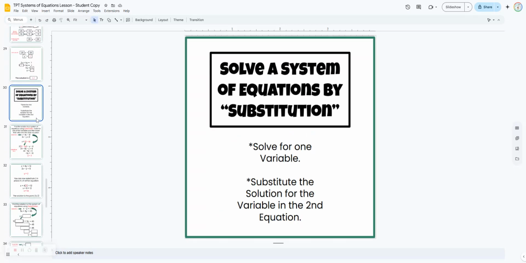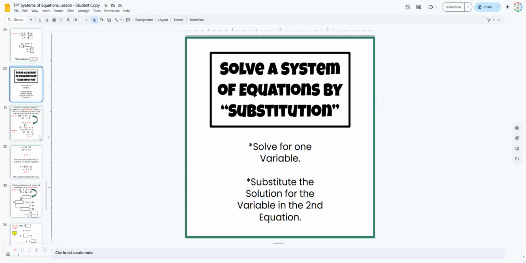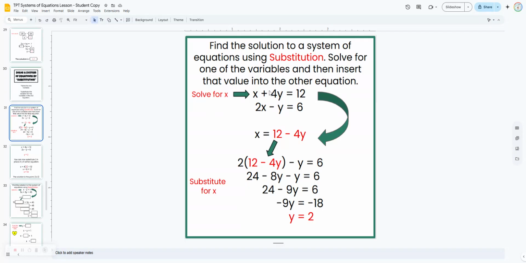Now we go into substitution. We're going to solve for one variable, substitute the solution for the variable in the second equation. So this is how this works. Now here I've got two equations. I want to solve for one of the variables. This one looks like it would be the easiest because it's a positive x. If I solve for y, well, this is a negative y, so it's not going to be so simple. So I can solve for x by subtracting 4y from both sides of the equation. That gives me x equals 12 minus 4y.